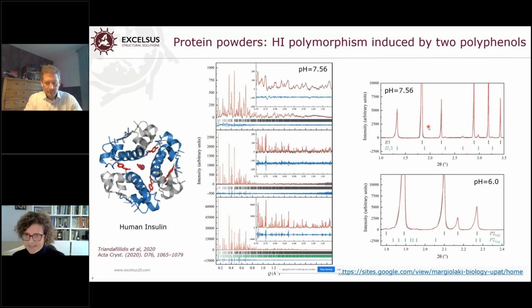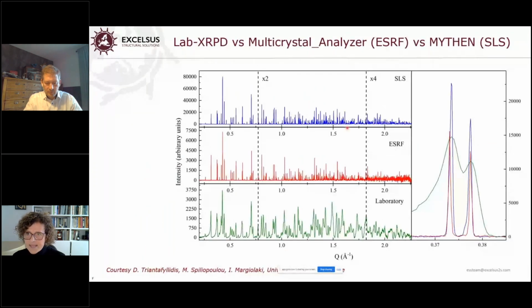with multicrystal analyzer detector. And for the first time, we were able to detect a second phase of human insulin here. And then they also made a comparison between their lab data, the ESRF multicrystal analyzer detector, and our data at the SLS. And you can see that although with the multicrystal analyzer detector you can access higher angular resolution, the difference is not striking, and we can reach extremely high signal to noise.